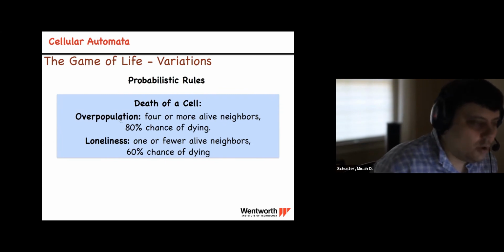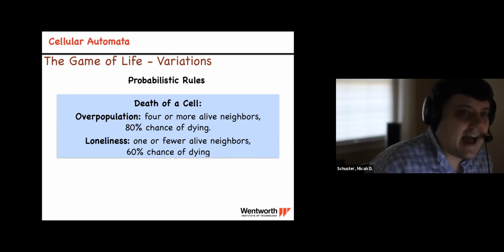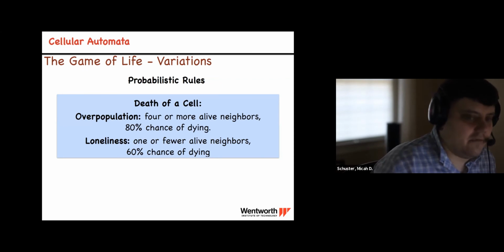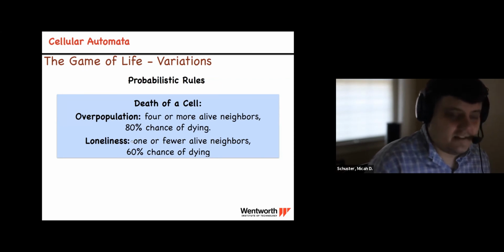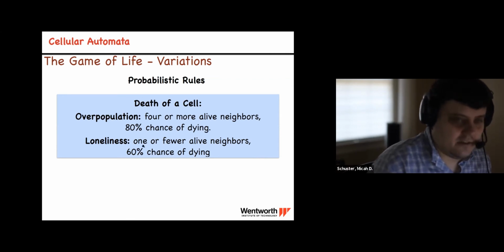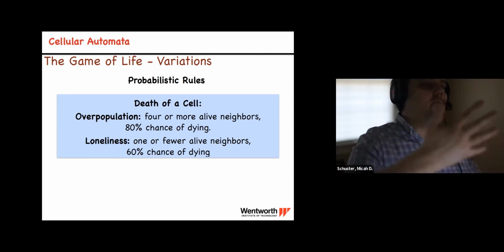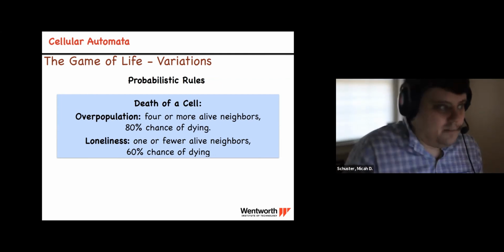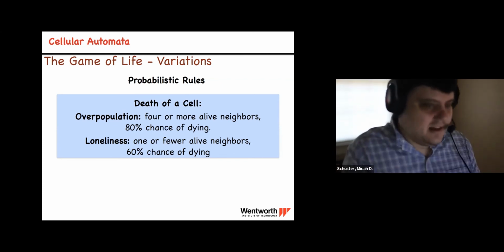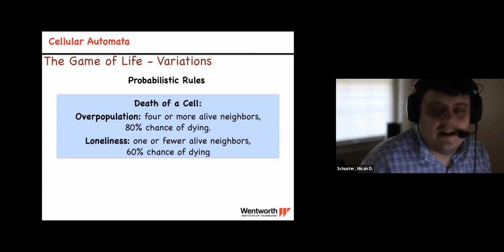Other things like probabilistic rules. Maybe you only die 80% of the time for overpopulation. So maybe you allow a little bit of overpopulation to happen every generation. Maybe there's some of these cells that are okay with loneliness, so you only have a 60% chance of dying for loneliness. So you throw in some random number generation, and all of a sudden you have more complex rules, and you get maybe more interesting, maybe less interesting simulation out of it. And then you go around and you tweak these, and you get them to do something a little bit different.